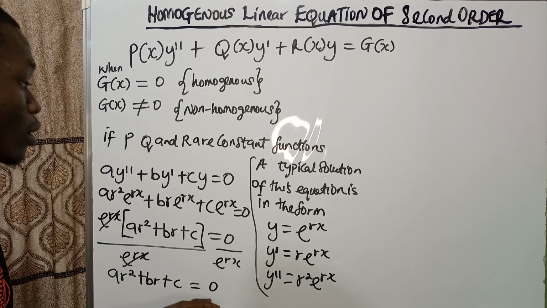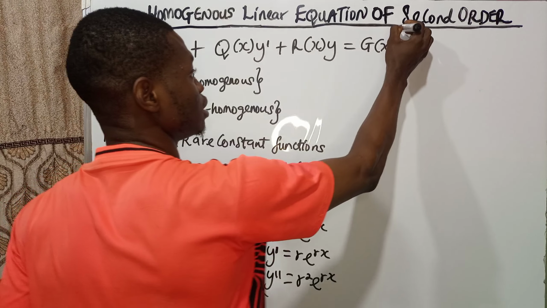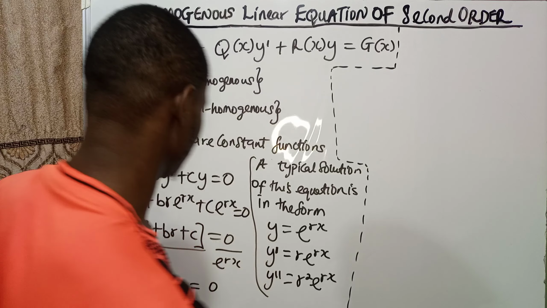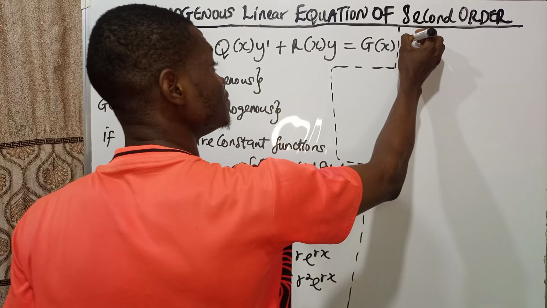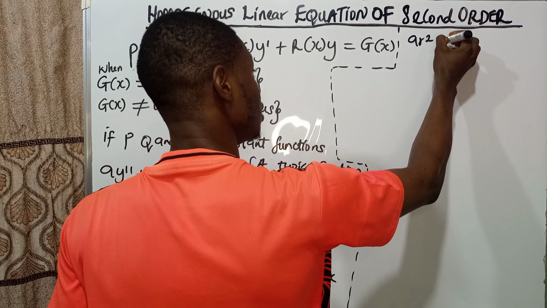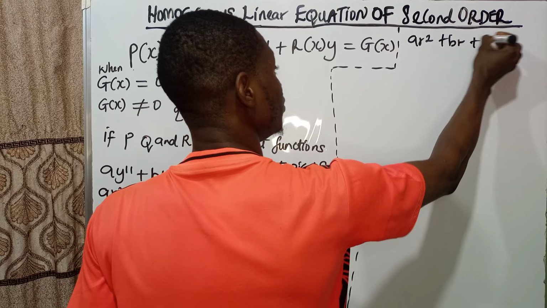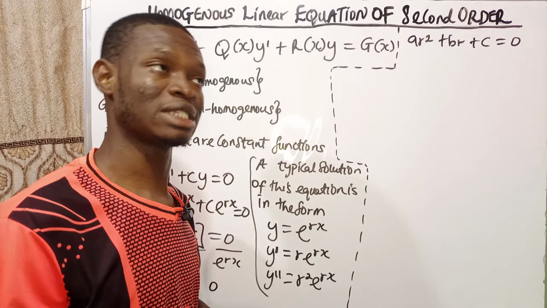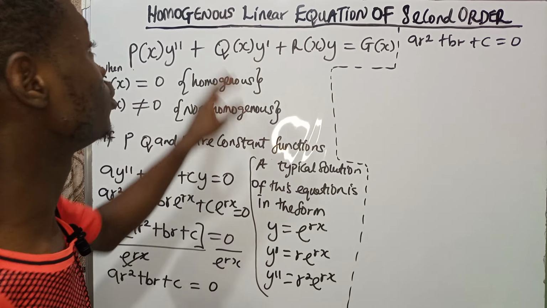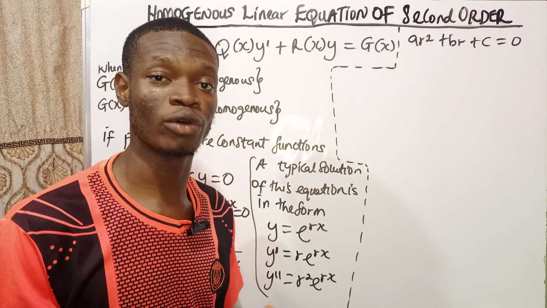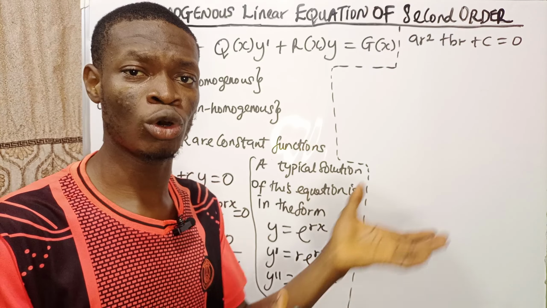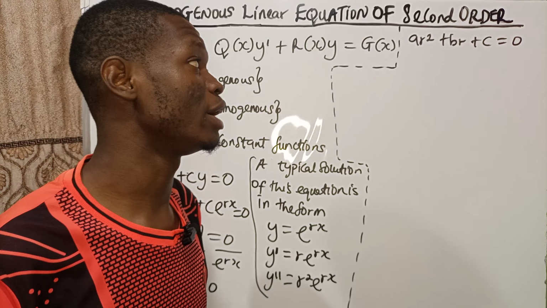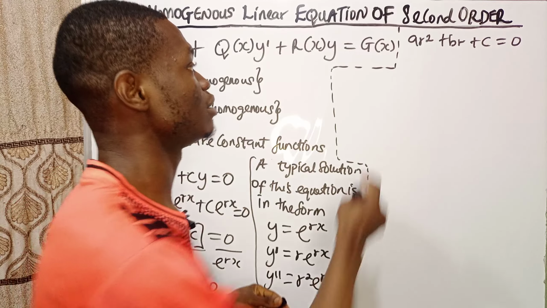So let me move over to this side. With this, we have ar squared plus br plus c is equal to 0. We can solve this quadratically or we can factorize, but in this homogeneous linear equation, it is better to solve using the almighty formula, because not all quadratic equations are factorizable. So we need to use the almighty formula to solve it.